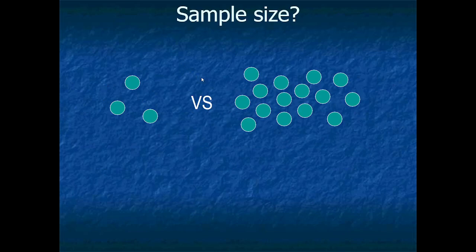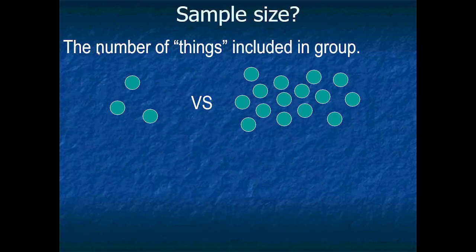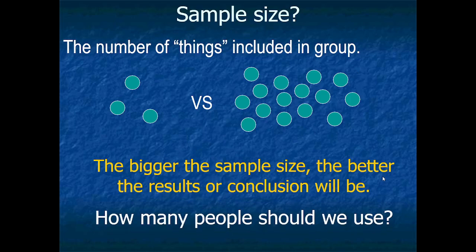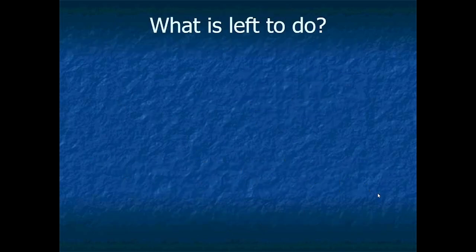Sample sizes. The number of things included in each group. The bigger the sample size, the better the results or conclusion will be. How many people should we use?